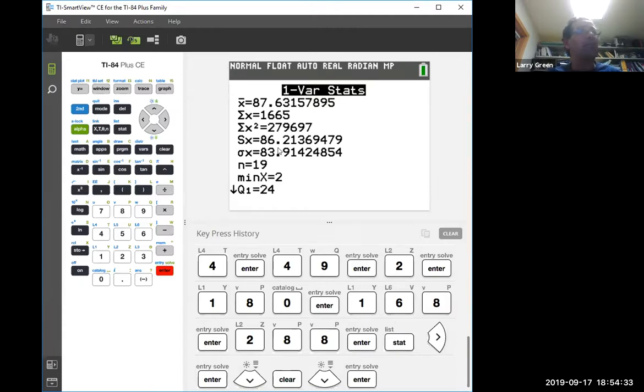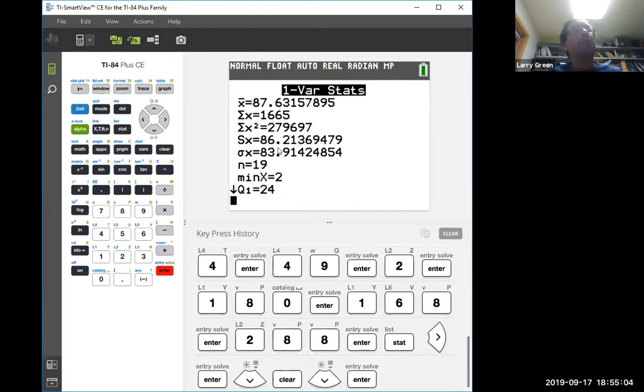Is that a pretty big spread or is that not a big spread? What do you think? 2 months to 174 months. Yeah, that's a huge spread. So we say this is a very big standard deviation. Any questions on that? Okay, so we have a really large standard deviation because this is a really big spread, and the s is a measure of the spread.